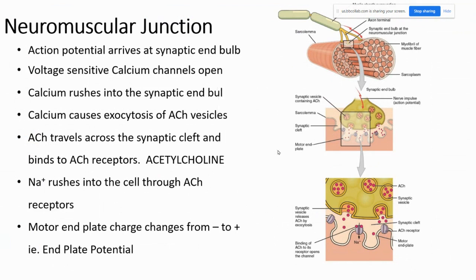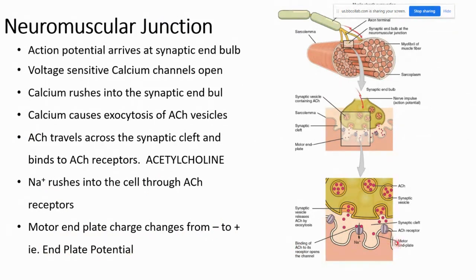Let me get my laser. Acetylcholine will then bind to a receptor. You can see these receptors in the motor end plate. There's another one, there's another one. When acetylcholine binds to the receptors, that opens up a channel. Now you have ions flowing in and out through the channel, which changes the voltage on the motor end plate. Sodium rushes in, the motor end plate changes from negative to positive, and then we get something called an end plate potential.